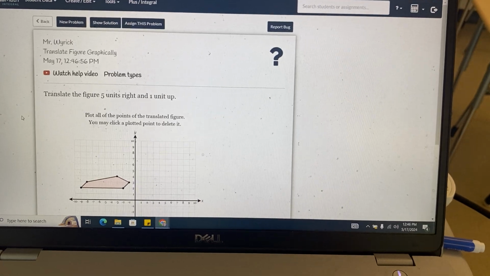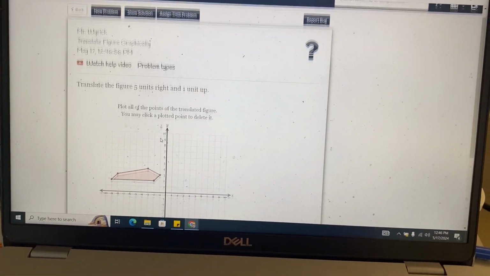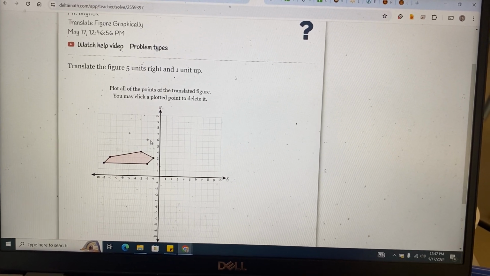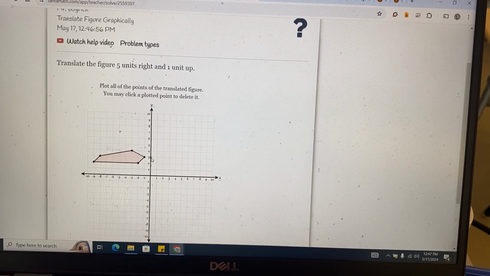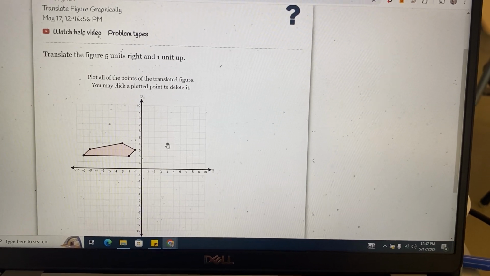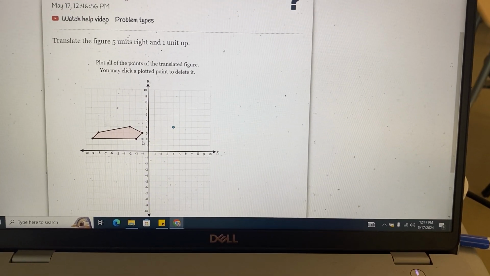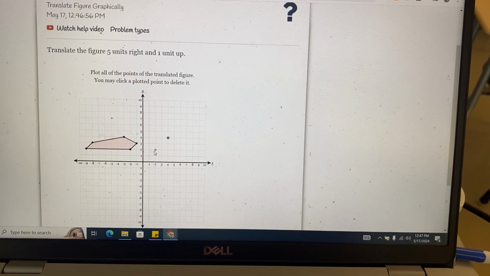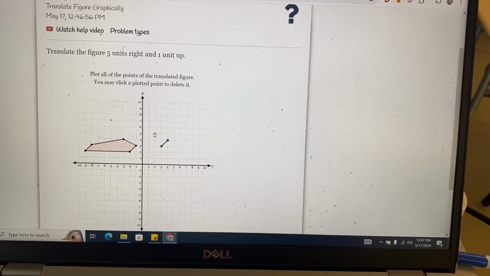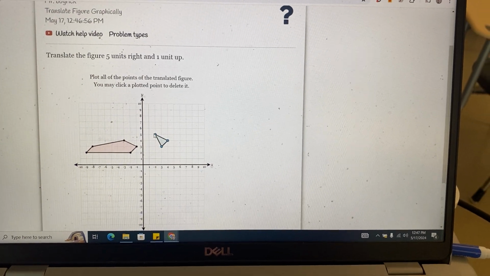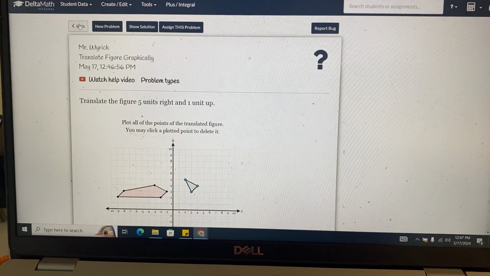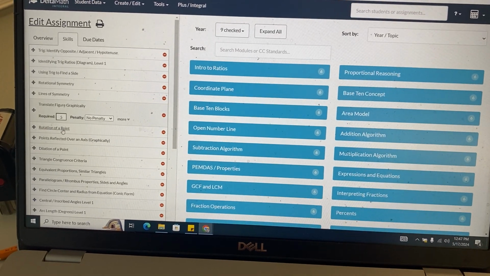Translating the figure graphically, you plot all the points of the new one. It says go 5 units right and 1 up. So 1, 2, 3, 4, 5, and up 1. And I click. And then I come over here and go 1, 2, 3, 4, 5, and up 1. And I click. Up 1 and back 1, 2. That's going to be that one. And then I would just continue until I have the figure done. So just following the directions there.